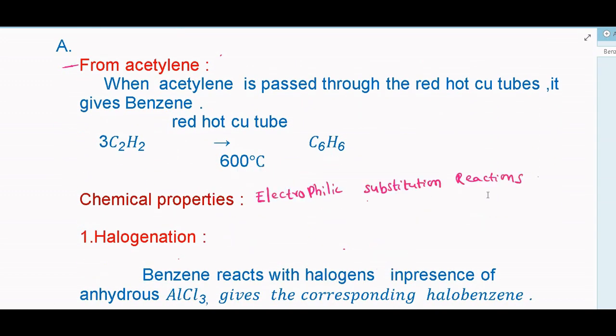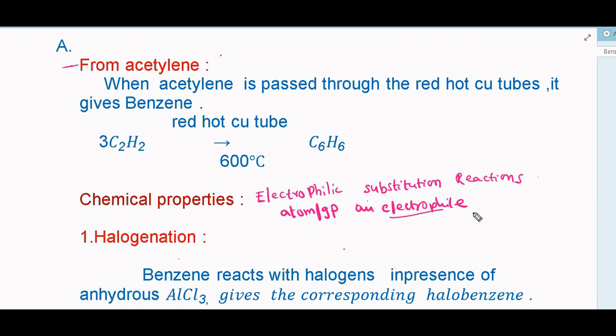What is the meaning of electrophilic substitution reactions? Electrophilic substitution reaction means replacement of an atom or group of atoms by an electrophile. We call it the electrophilic substitution reaction.